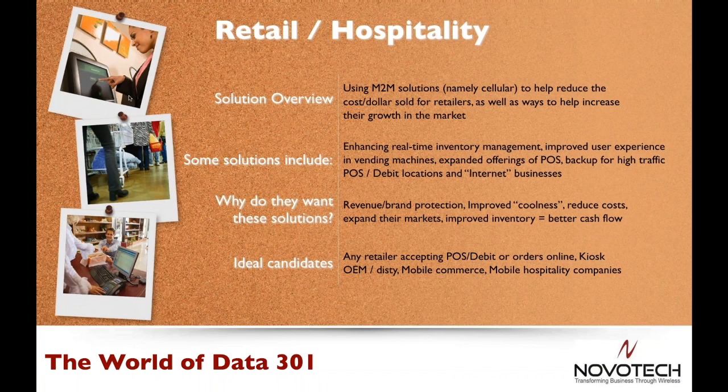Some of the solutions might involve things like better inventory management, better user experience, or better customer experience through better feedback. Definitely backing up key point of sale and inventory systems to make sure that customers can use the card that they want to use, and allowing customers to use credit cards and debit cards in mobile environments. In addition to reducing cost, it does help a little bit to increase the coolness factor of the retailer. And for many retailers, protecting their brand is definitely as important. They want to give the customers the best experience, and machine-to-machine definitely helps out with that.